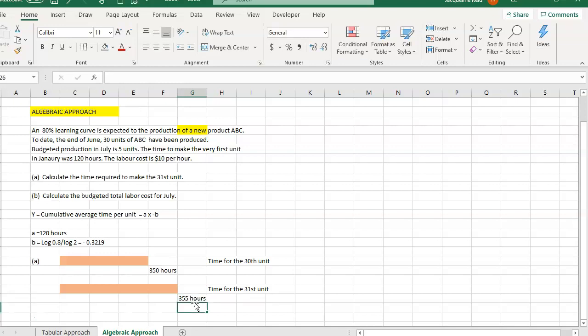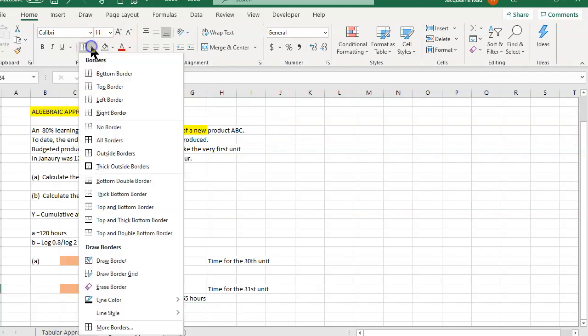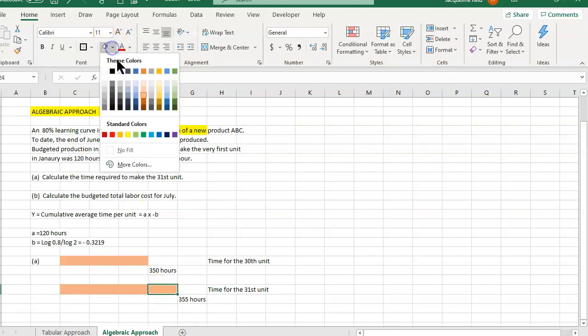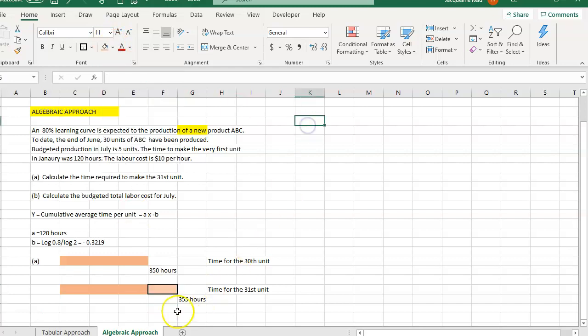Once you have those two times, the time for the 31st must be this section here, the difference between those two times. So this section here that I'm going to highlight in a lighter shade, that section is the time for the 31st unit.